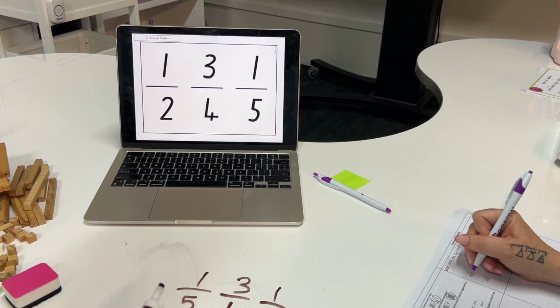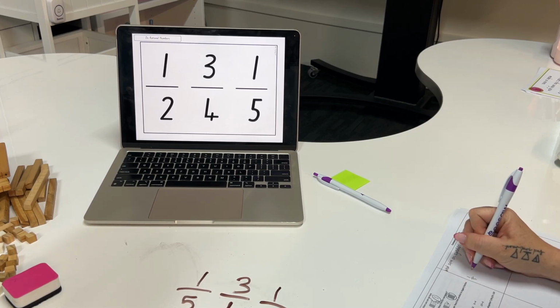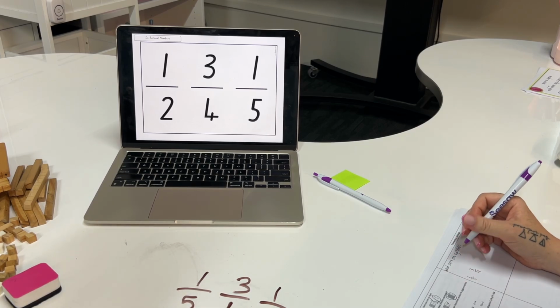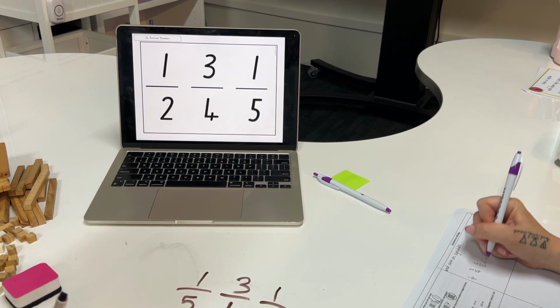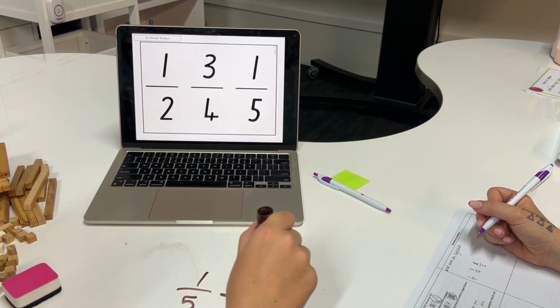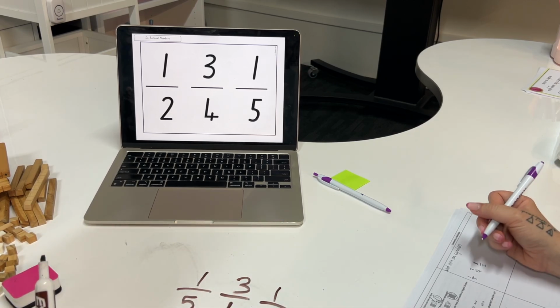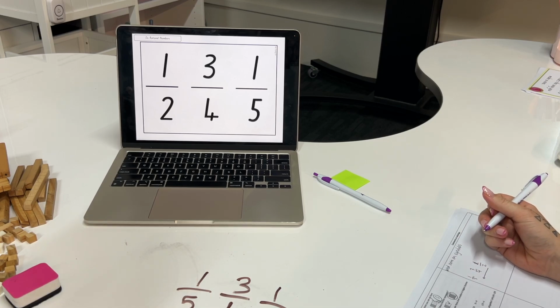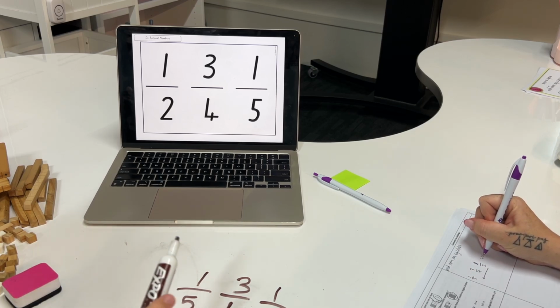Because 5 is bigger than 4. Okay. And then 2. Oh, like, so you were looking at these numbers? Yeah, so that's smallest to biggest. Oh, you did that. Okay, perfect. Yeah. Awesome. 2 smallest, and then 4, and then 5.